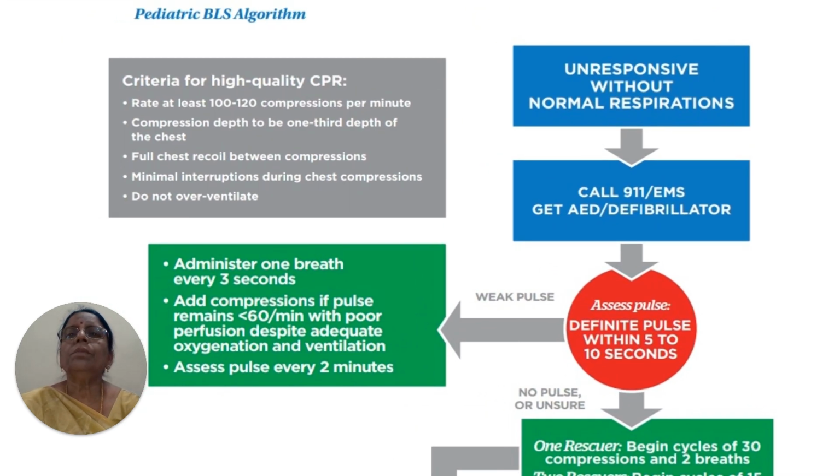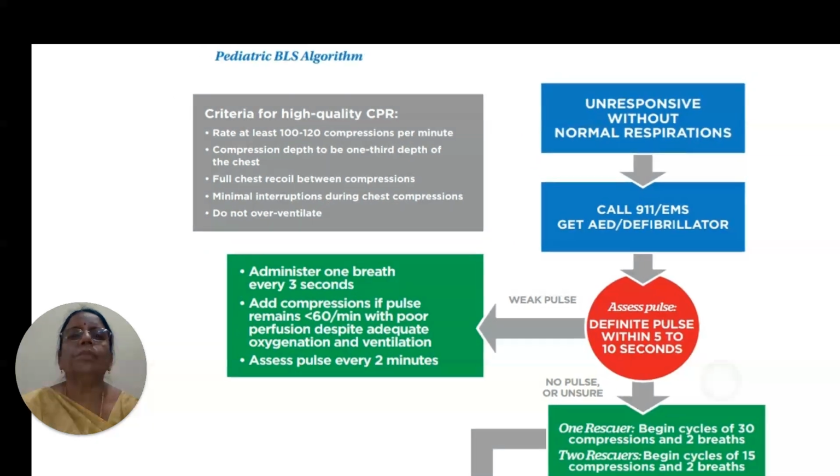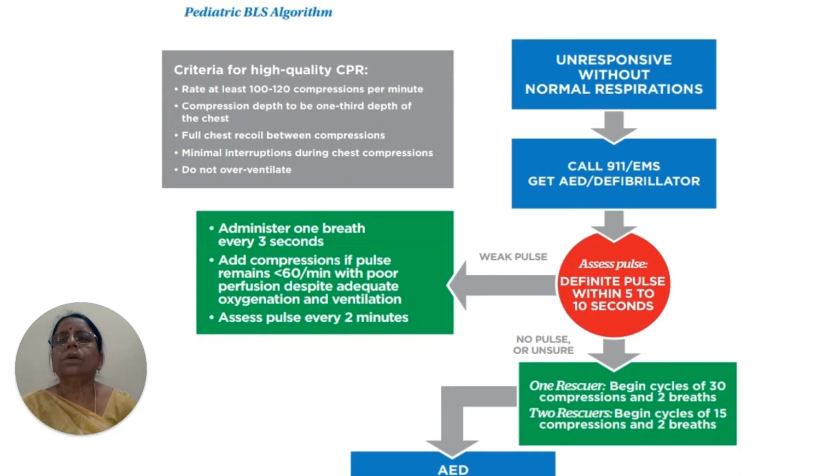This is a pediatric BLS algorithm. So, criteria for high quality CPR. Rate is again at least 100 to 120 compressions per minute. Compression depth to be 1/3 depth of the chest. Full chest recoil between the compressions. Minimal interruptions during chest compressions and do not overventilate.